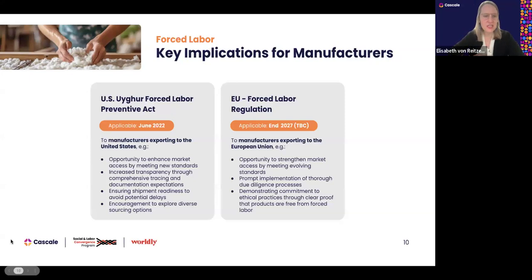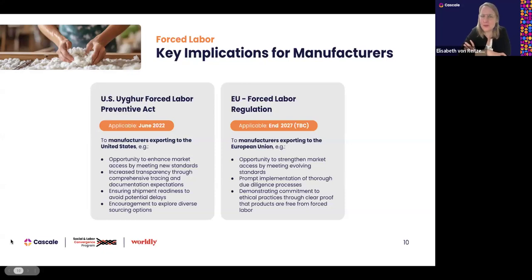There is an opportunity to enhance market access by meeting the new standards. Also, as you've heard before, increased transparency through comprehensive tracing and documentation expectations. Also, ensuring shipment readiness to avoid potential delays, and an encouragement to manufacturers to explore diverse sourcing options.